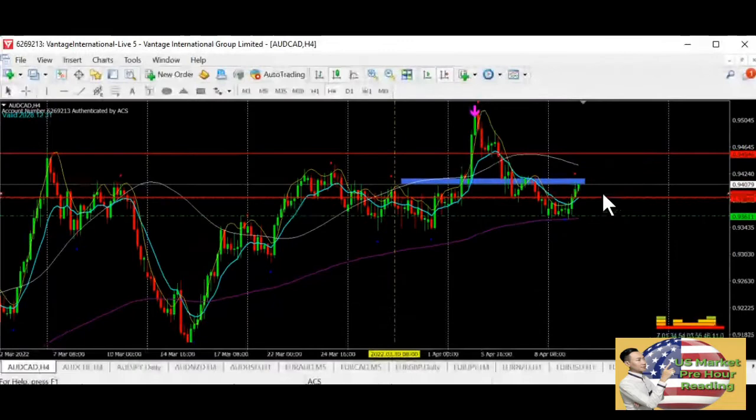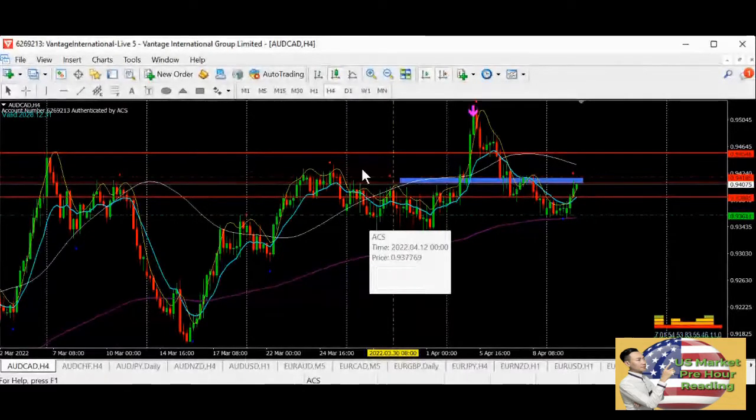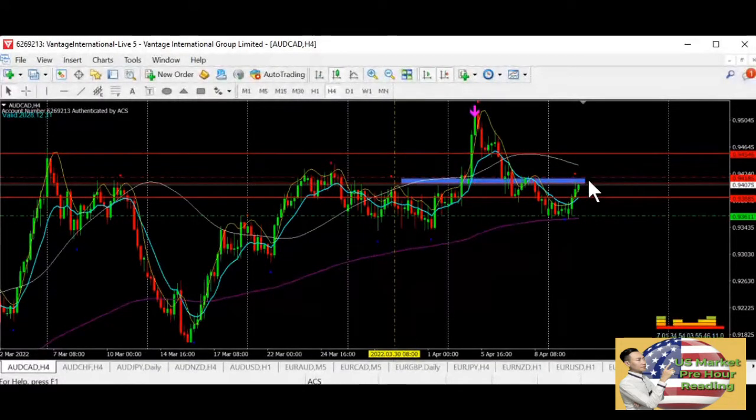However, if you're buying, you have to take note of the resistance over here. There may be some obstructions for you. Selling is definitely something we have to wait for, until it hits the resistance. Without breaking, then we will consider to sell. So that's for Aussie CAD.